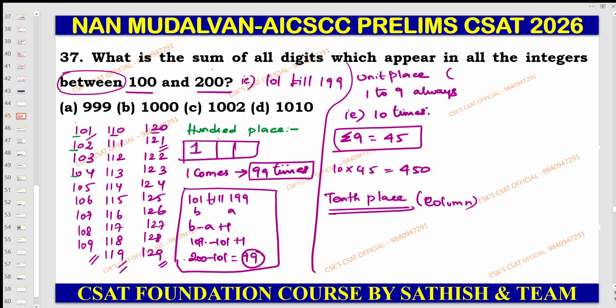Right. The unit place is nothing but the row wise. Understood? If you see that row wise, the unit place is 1 to 9 always. So therefore how many times here? 10 such times. The first row contains 1 to 9, the second row contains 1 to 9, the third row contains 1 to 9, the fourth row contains 1 to 9, like that. Understood? You guys getting the logic?